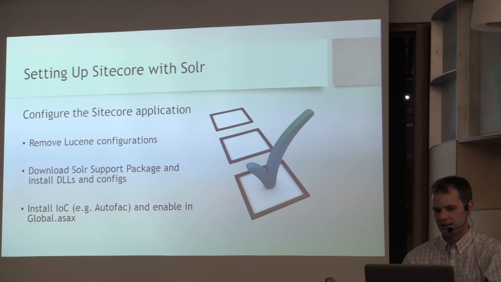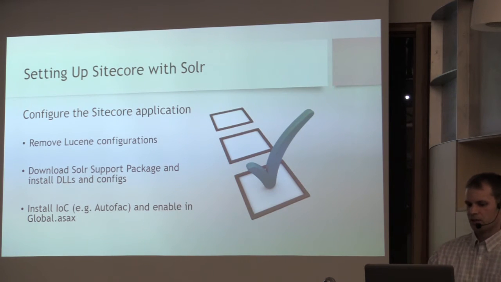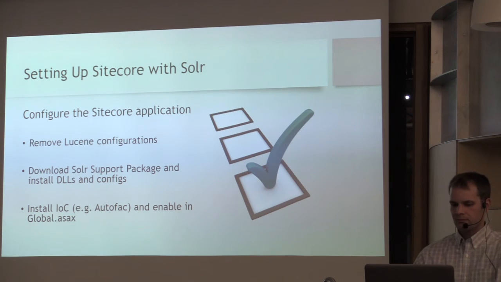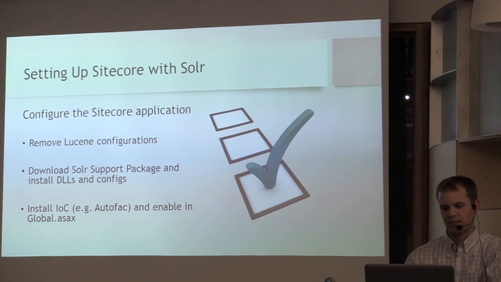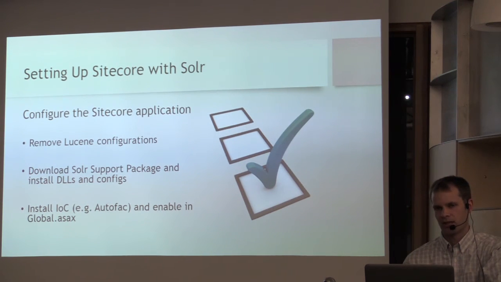You go to the SDN or the dev.sitecore.net, depending on if you're on 7 or 8, you download the Solr support package, you install those DLLs and configs. And to use Solr, you have to have IOC. So if you're already using an IOC framework in your solution, chances are Sitecore will support it. They support like 5 or 6 of the pretty popular ones.